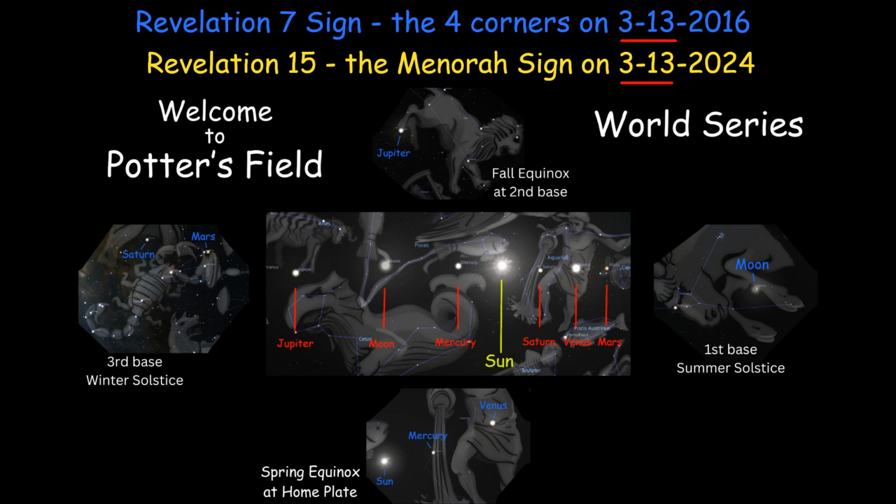And as I was looking at all this and thinking how unreal it was, I realized that this date is 313 of all things. It is the exact same date as the menorah sign of Revelation 15. And this Revelation 7 sign occurred in 2016, which is exactly 8 years and 8 chapters from the Revelation 15 sign, and both signs are the opening verses of those chapters.